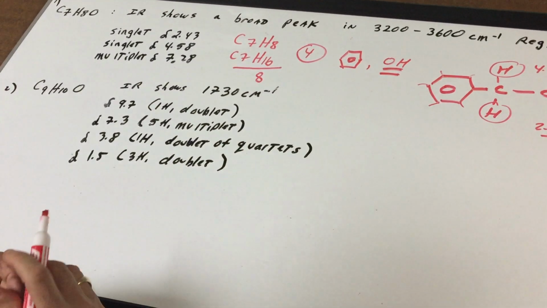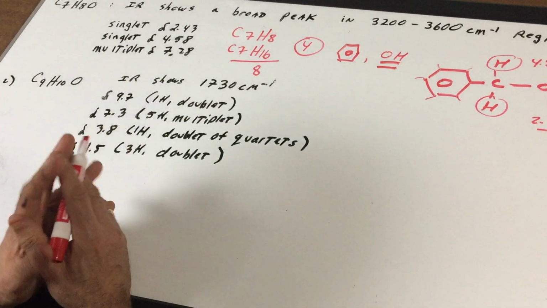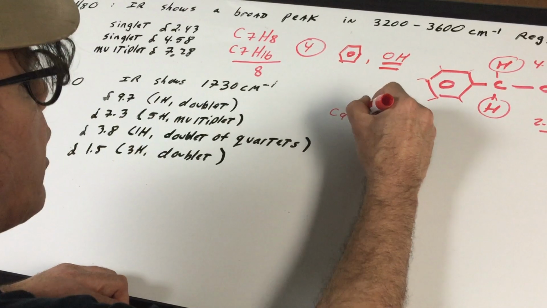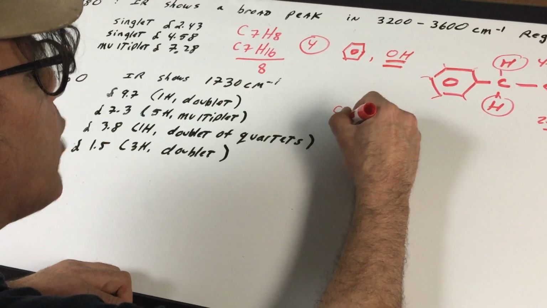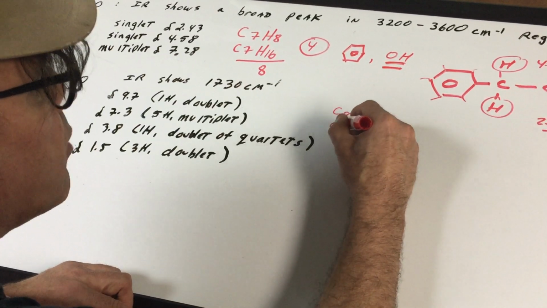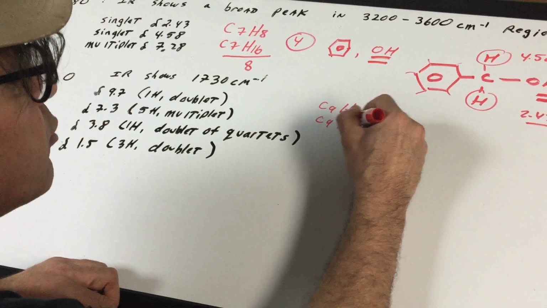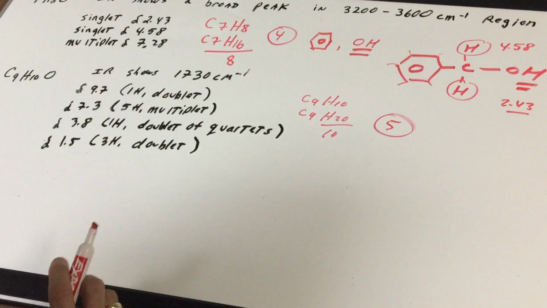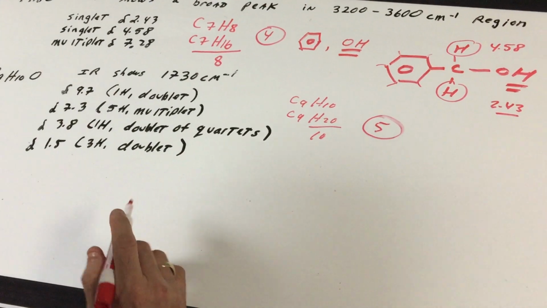Now for the more challenging question. C9H10O. The first thing we're going to do is get the degree of unsaturation. You're going to double the carbons, 18, plus 2. You get 20, minus the 10 H's gives 10, cut it in half. That means that there are 5 degrees of unsaturation.